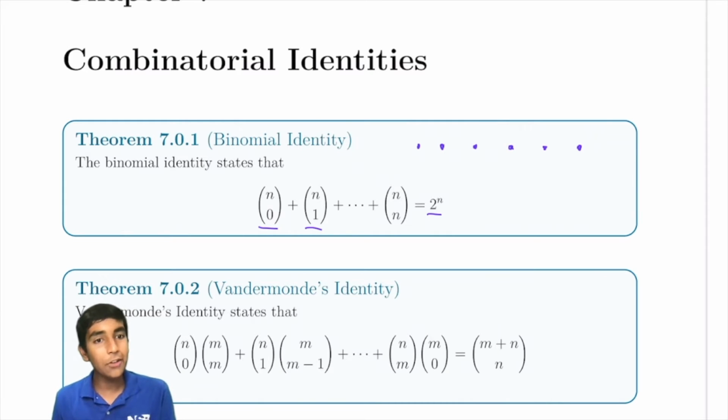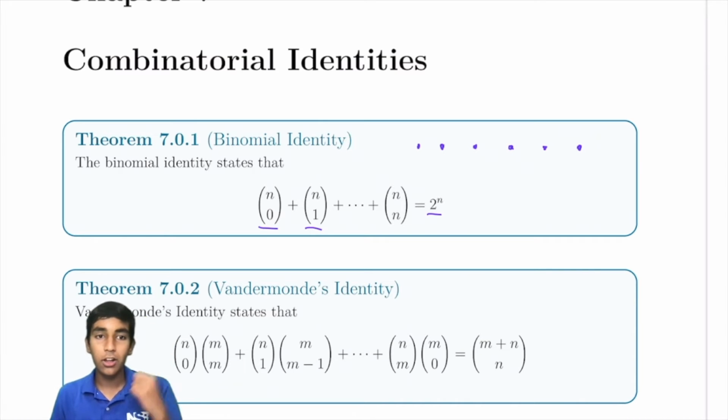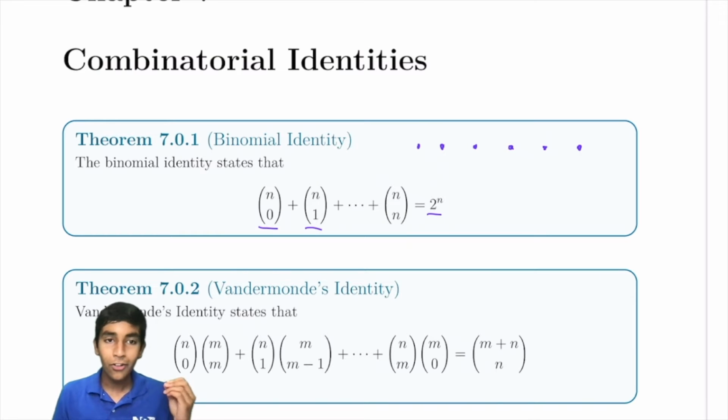We can also count this by noticing that for each object, we have 2 choices. It's either we count it or we don't. So we use a combinatorial proof of this identity to see where this actually comes from. And it's very powerful, and it's very useful in many different AMC problems and even beyond.